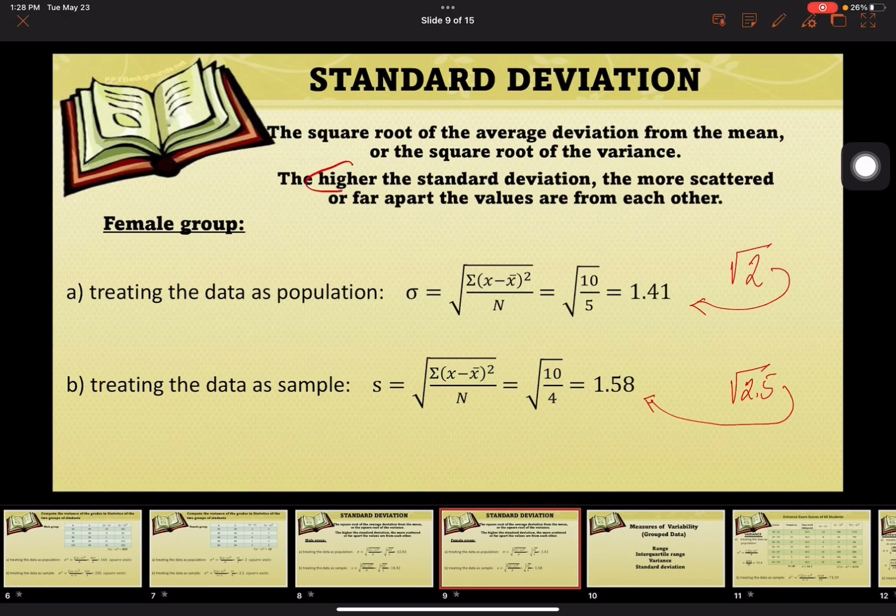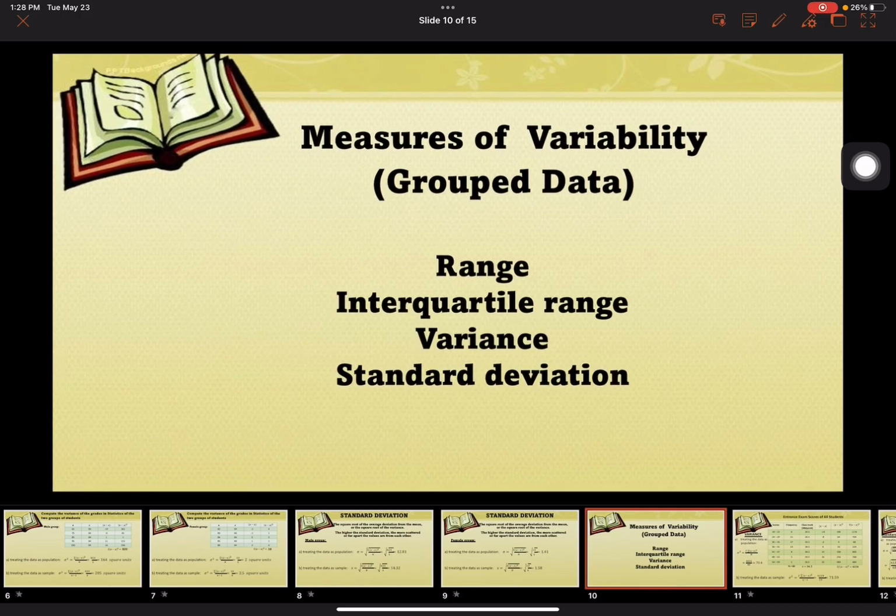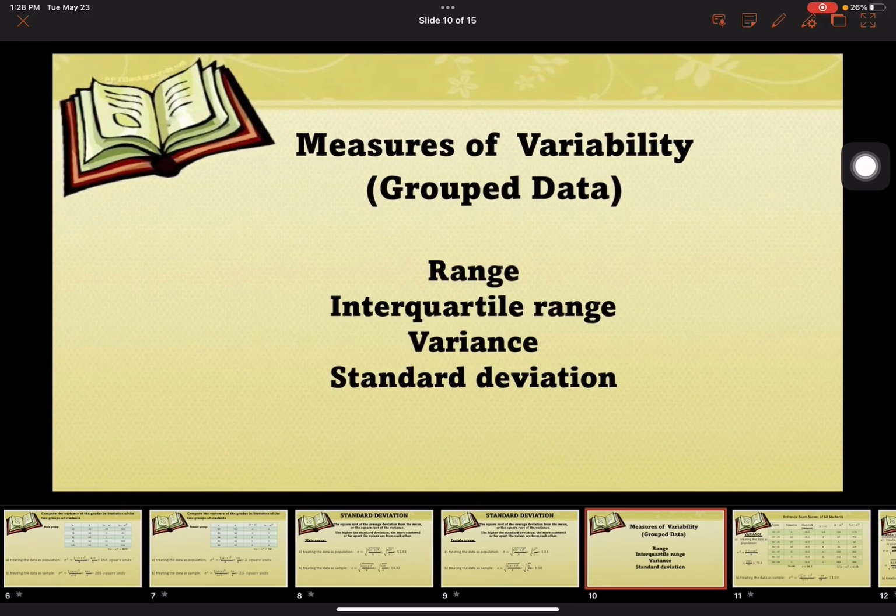Sabi nga dito, the higher the standard deviation is, the more scattered. Pero of course, kabaligtaran, the lower the standard deviation is, the more compressed or clustered. Now, how about for a group? Siyempre, we have ungroup. Meron din tayong group. Pag group data, 30 and up.